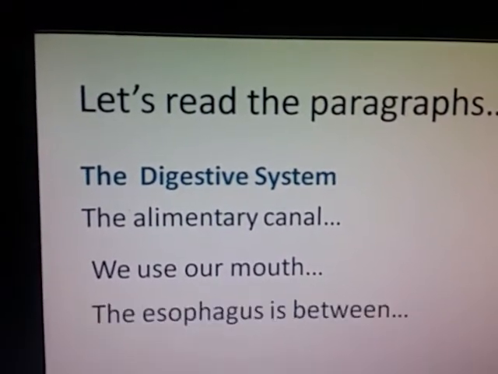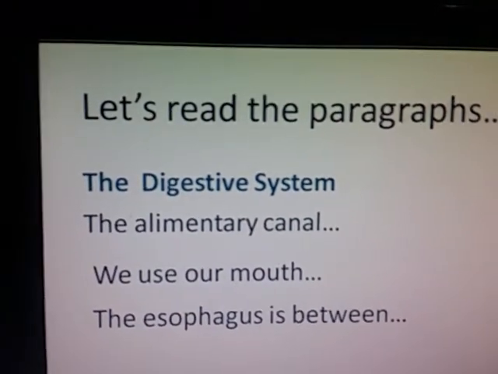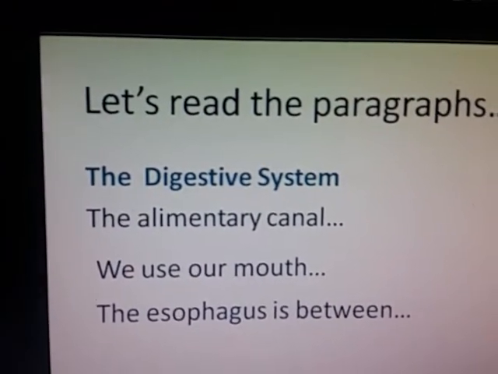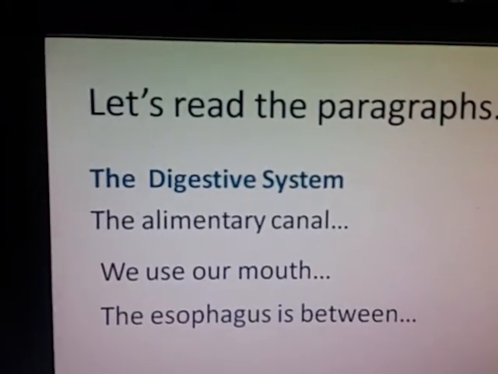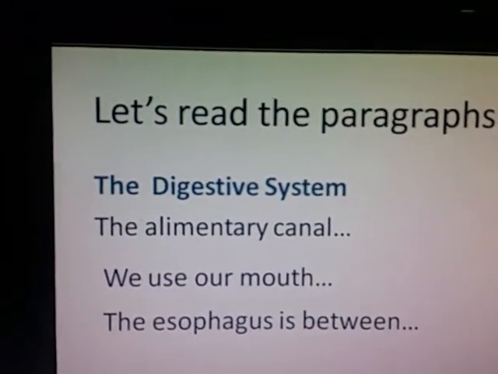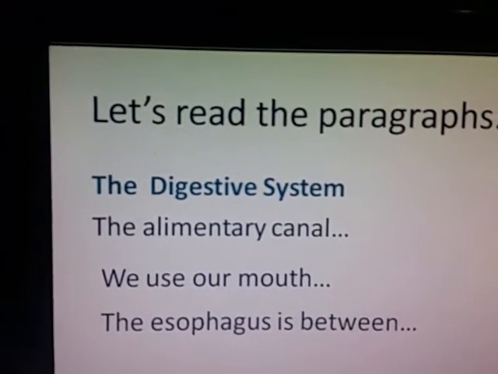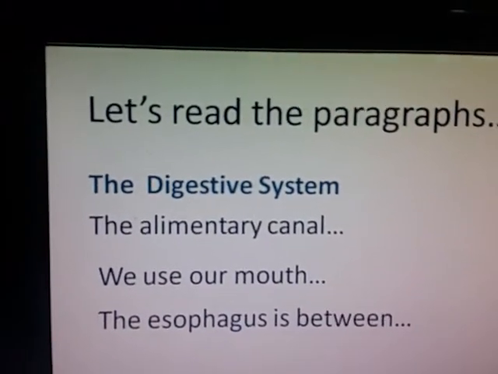Okay, next paragraph. The esophagus connects the mouth to the stomach. It is a tube with muscles that contract to carry the food mixed with saliva. This process is called peristalsis. Okay, next paragraph.